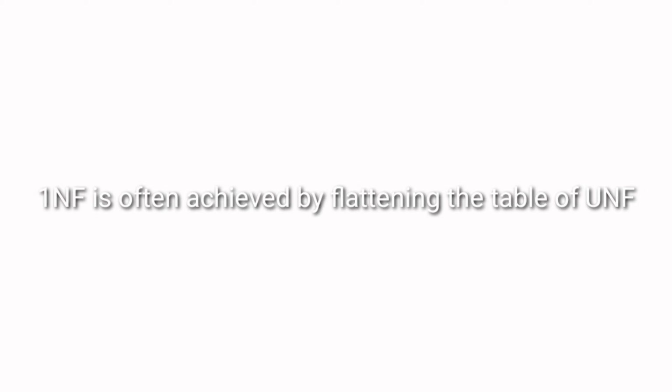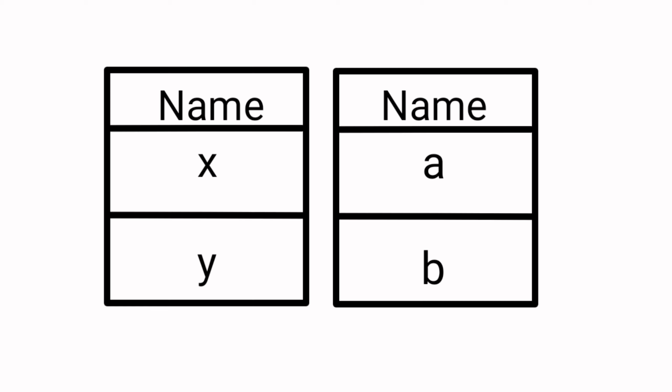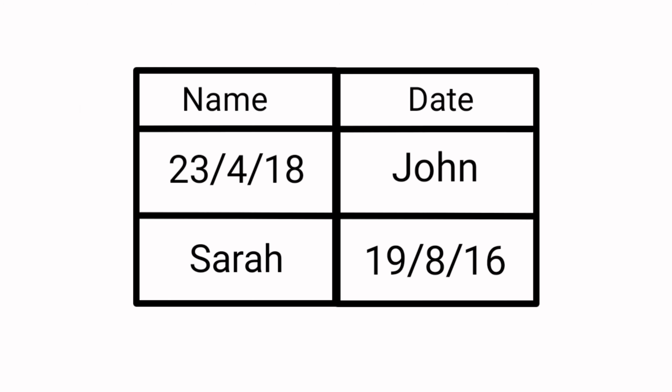I will be explaining the first normal form. First normal form is often achieved by flattening the table of UNF. Each column must contain one value only. An attribute of a table cannot hold multiple values. Next, each column must have its own unique name. Lastly, do not mix or switch places of the data and its attributes.